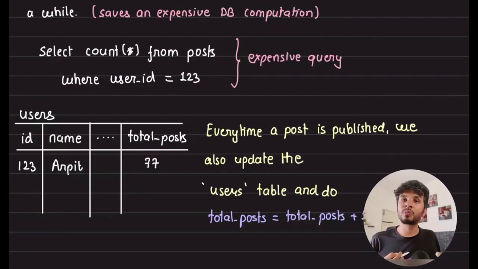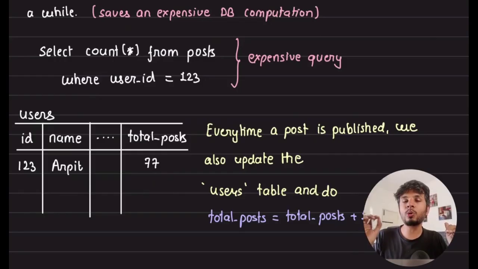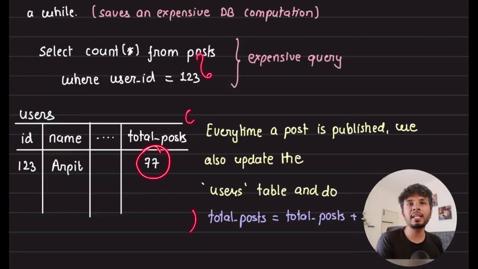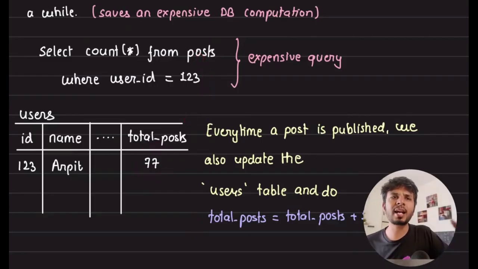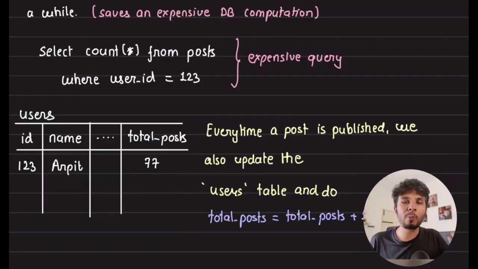Now, whenever a post is published, I would eagerly go and do count plus plus over here. This is an eager population. So whenever I publish a post, in that same database transaction, I would do update users set total post equal to total post plus 1 where user ID equal to 1, 2, 3. With this eager population, done in a transaction, I'm able to save an expensive query which is fired from the database. This is how I made this thing redundant by creating a copy of this data.